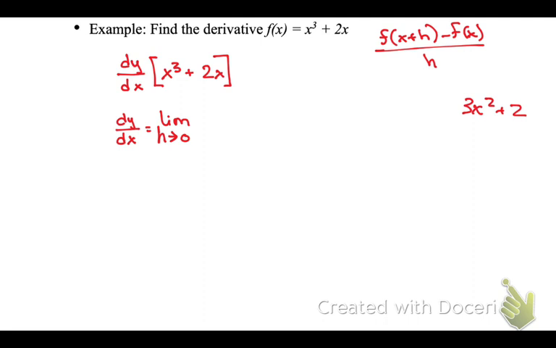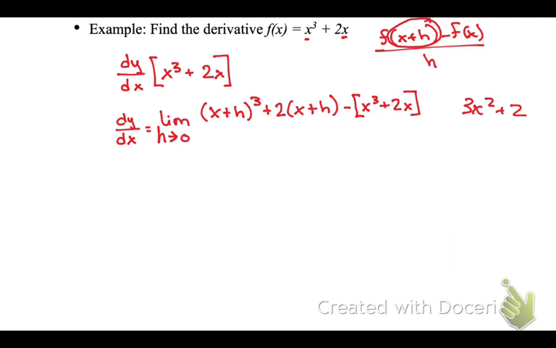Okay, so we have x plus h cubed plus 2 times x plus h. You put this in for x here and here. Okay? Minus x cubed plus 2x. And I put it like that so you can see the difference. All over h.